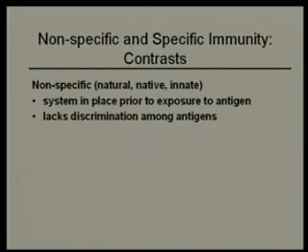The innate immune response lacks discrimination between antigens. So it doesn't really recognize specific antigens, but it recognizes situations. For example, if a cell of your body loses expression of the MHC class I molecule, natural killer cells can recognize that cell and say this is not a normal cell and get rid of it. It's not necessarily recognizing a specific antigen, it's recognizing a particular situation.